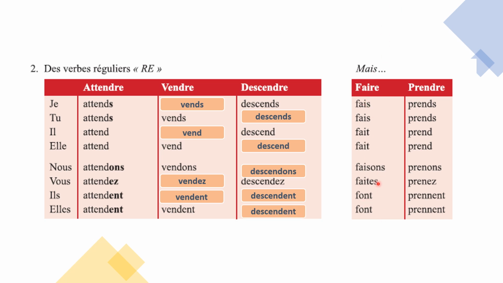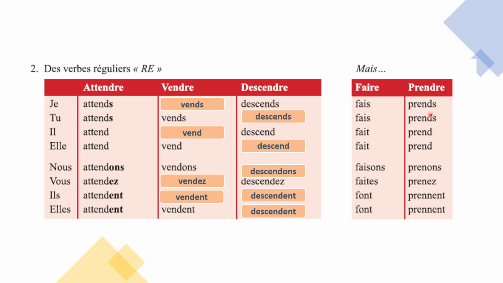Faire, irregular. Faire means to make or to do something. Je fais, tu fais, il fait, elle fait, nous faisons, vous faites. Be careful here. Normally for vous, the ending is EZ, but for faire, it is ES. Okay, so be careful here. Vous faites, ils font, elles font.